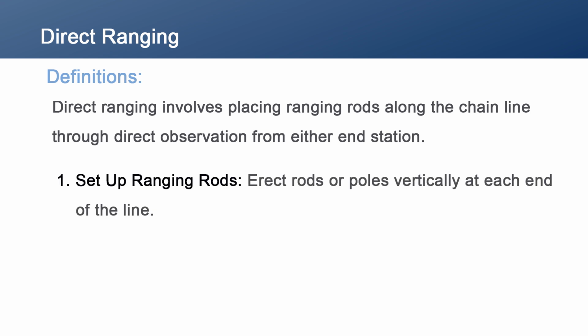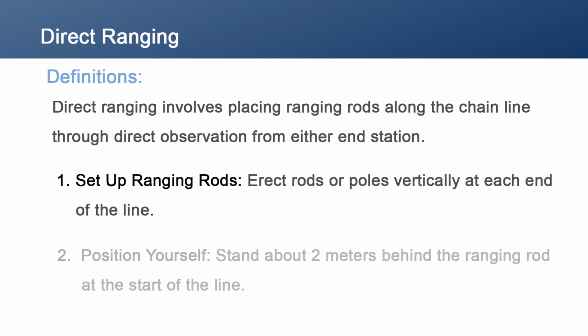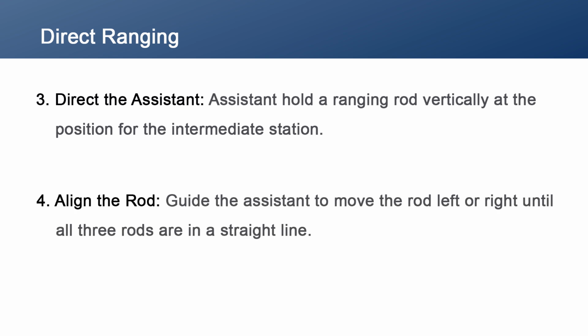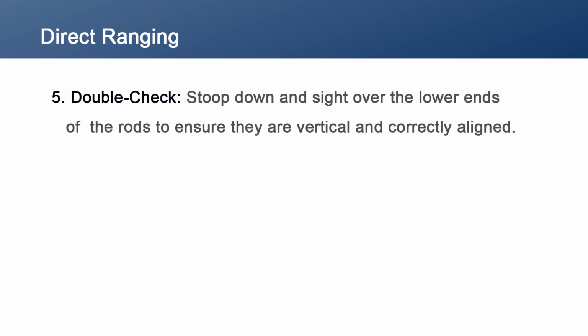Set up ranging rods, that is, you place ranging rods or poles vertically at each end of the line. Then position yourself, that is, you stand about 2 meters behind the ranging rod at the beginning of the line. Next, direct the assistant. You ask your assistant to hold the ranging rod at arm's length where the intermediate station is to be placed. Then align the rod. You direct the assistant to move the rod left or right until all three ranging rods are in a straight line. Next is double check.